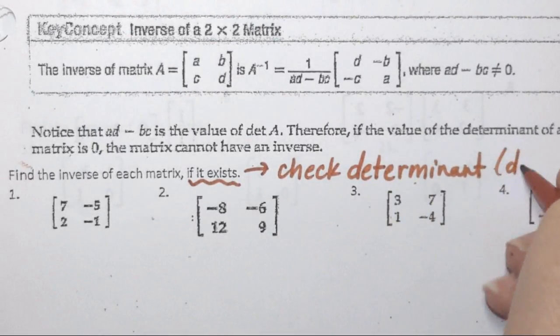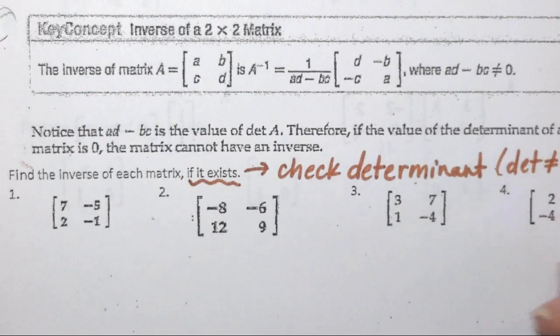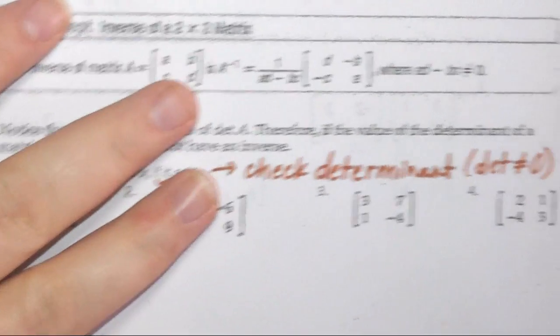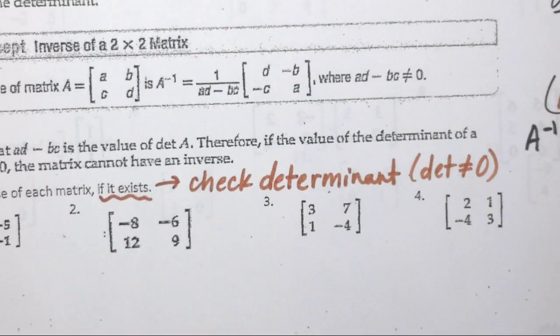And then you might want to write a note to yourself: determinant cannot be equal to 0. If you're a math person trying to figure out why the determinant cannot be 0, notice in our formula for an inverse that AD minus BC, that's the determinant, would be in the denominator. And we're never allowed to put something that's 0 in the denominator. So that's why it can't be 0.